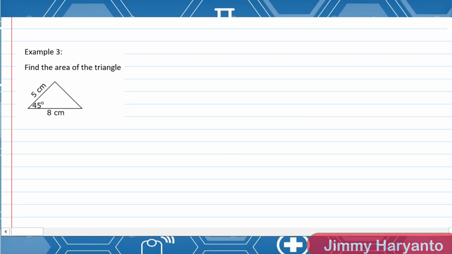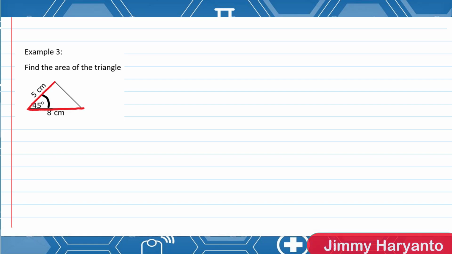Okay. Next is the area of a triangle. For this one, I will show you how to use the area formula properly. The condition is, if you want to use the area formula of the triangle, the angle must be in between two sides. As you can see, this 45 is between 5 and 8.